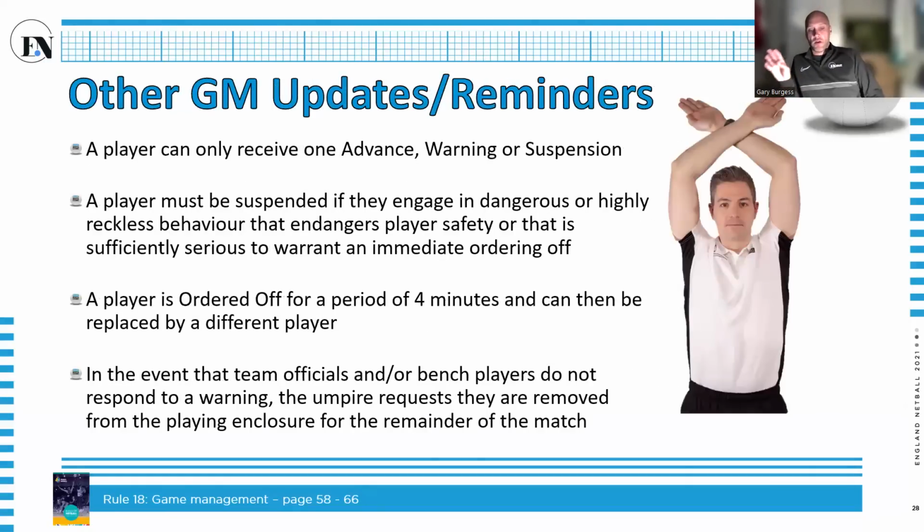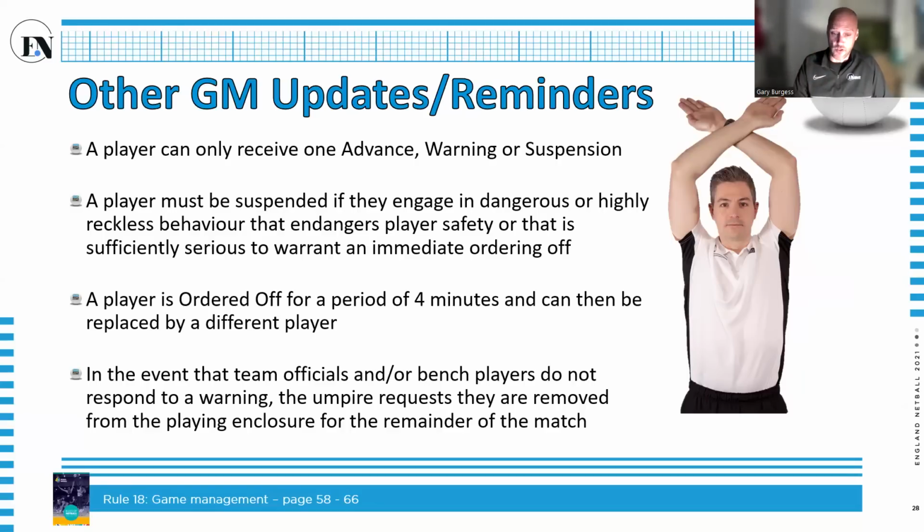Now, some other game management updates. A player can only receive one advance, one warning, and one suspension. Okay. Now, in the warning now is the only time when you would inform that player of what will happen next. So, for example, that's repeated infringing, goalkeeper, and that's a warning. Any further instances of foul play, and you will be suspended. You don't then need to regurgitate that for a suspension.